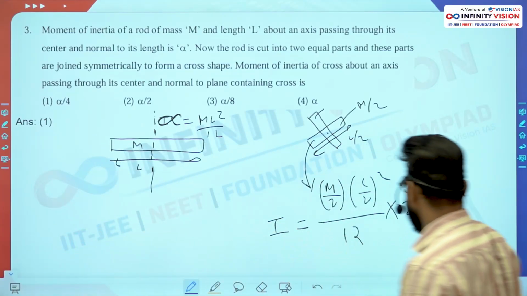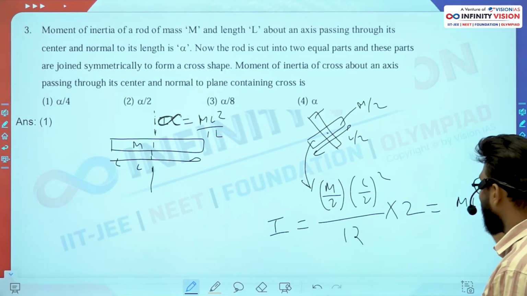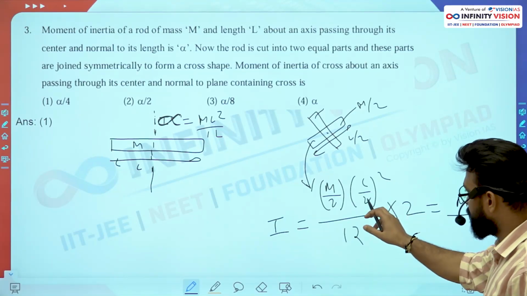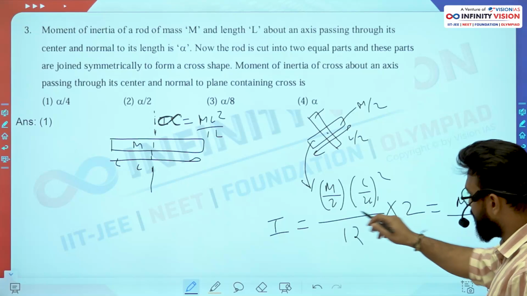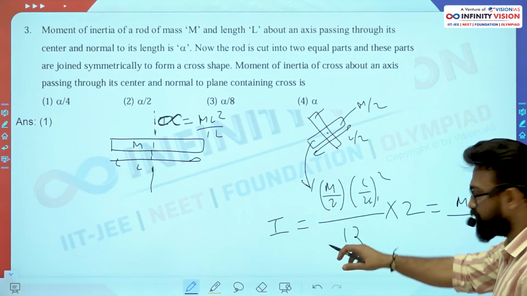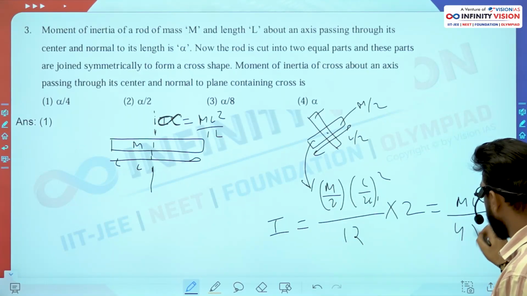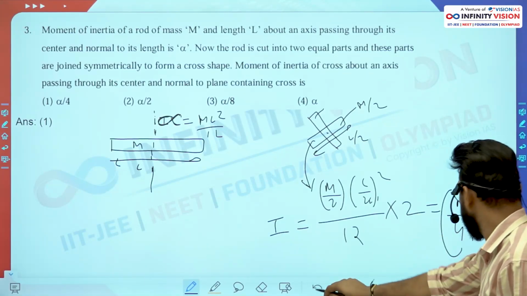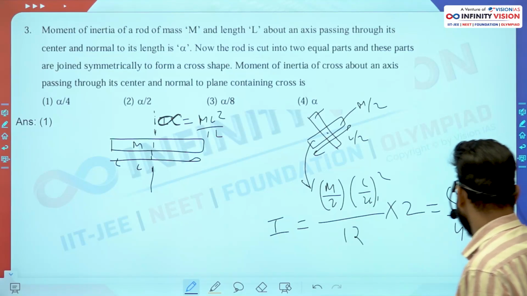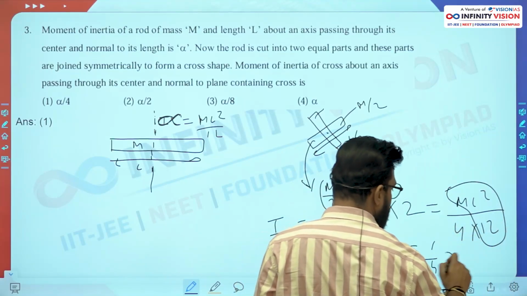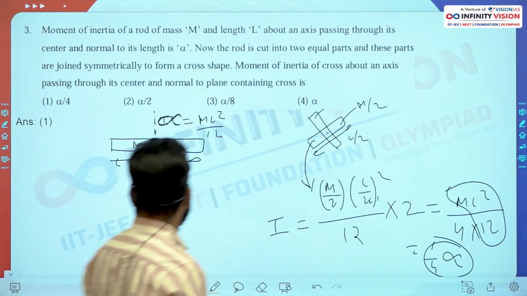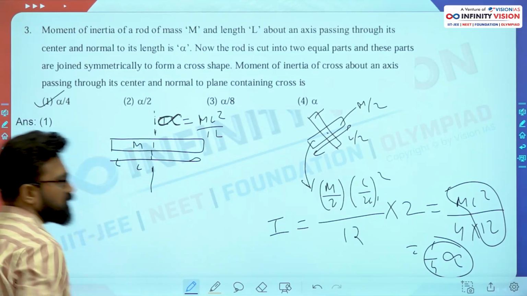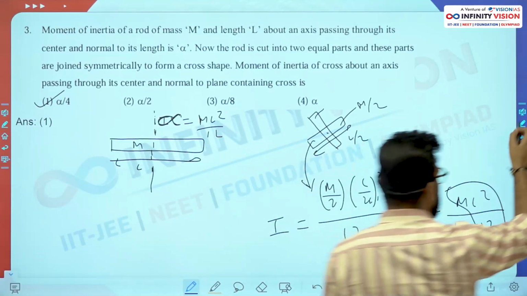So this is equivalent to ml square by, this would be 4, and this 4 to the 8, and 2 will cancel out, by 4 into 12. So it is 1/4 of the initial value. Okay, so the answer comes out to be the first one, which is alpha by 4.